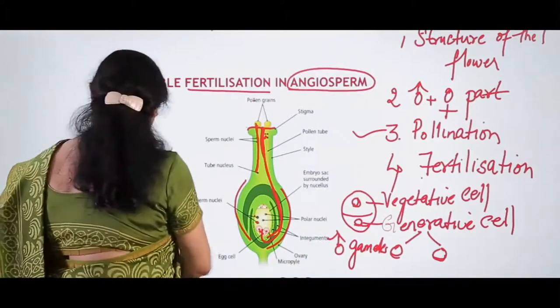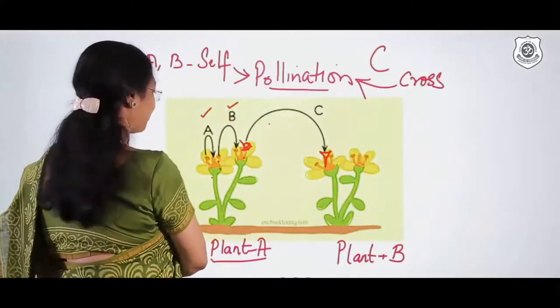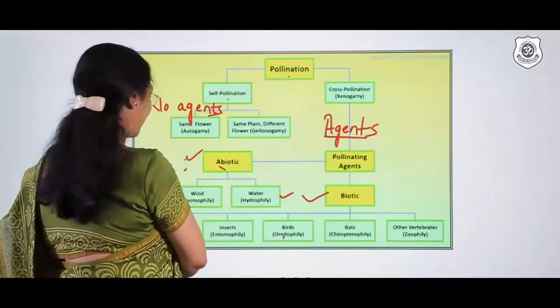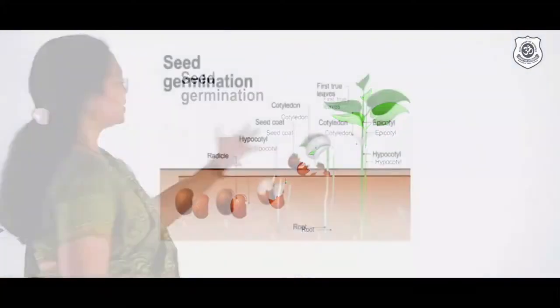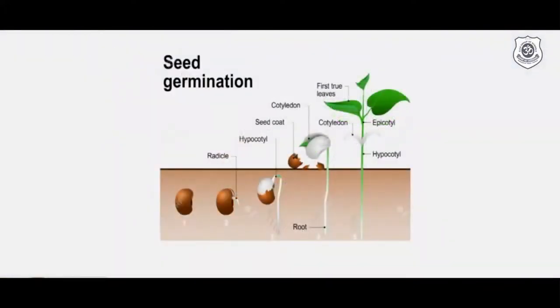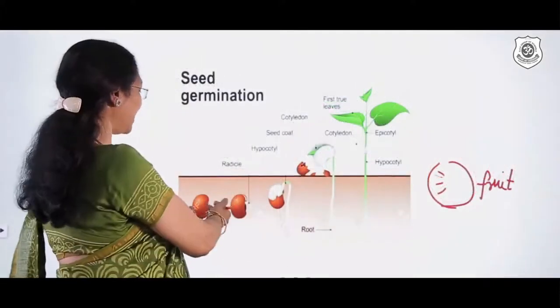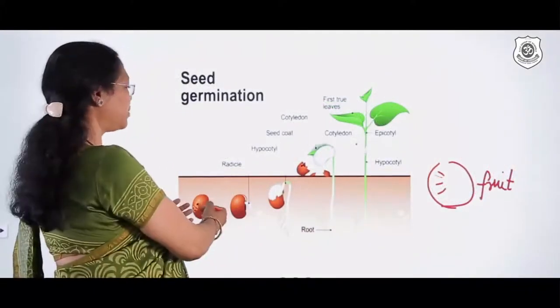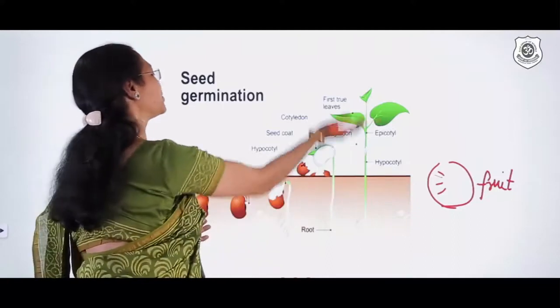So the final one, I'm just coming to the last slide. What will happen after fertilization? The last step would be the formation of the fruit. What will happen to the ovary? The ovary will be the fruit now. What will happen to the ovule? The ovule will become the seed. Inside the seeds, whatever you see, they are nothing but ovules. And the seed during germination will give rise to the plant.